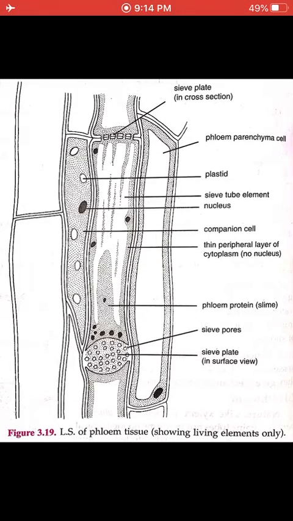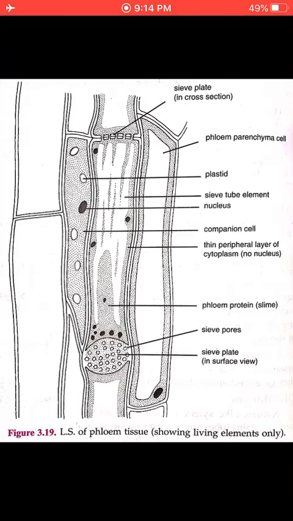Next is the phloem parenchyma. As with the word parenchyma, they are thick walled, store food, and are living cells. Parenchyma cells are also living, and they have 2 functions: storage of food and lateral conduction of food. Literally, the conduction of food is less.